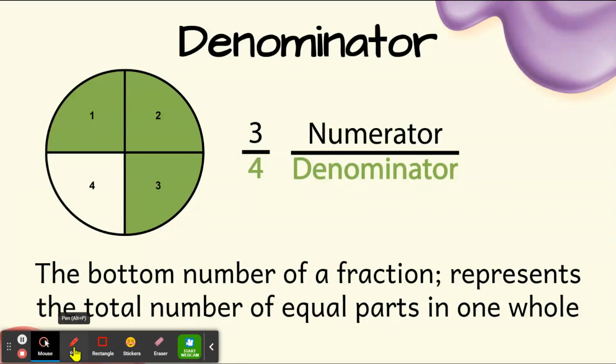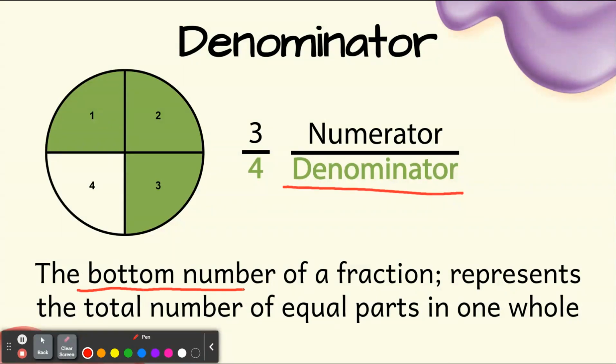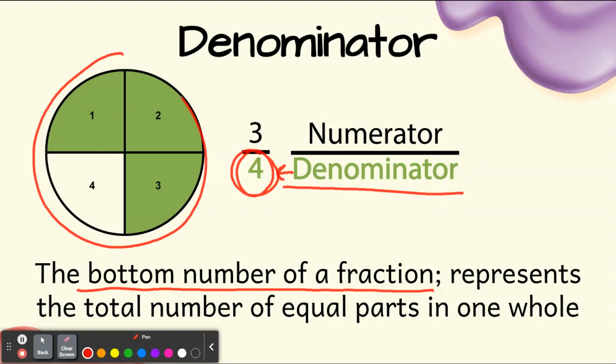Now we have different parts of a fraction. So the first thing we're going to talk about is the denominator. So the denominator is the bottom number of a fraction, and it represents the total amount of equal parts in one whole. So the denominator, the number on the bottom, tells us how many pieces our whole is being cut into. So this is 3/4. And so that means that our whole, this circle, is cut into 4 pieces. So that's what the 4 on the bottom represents.